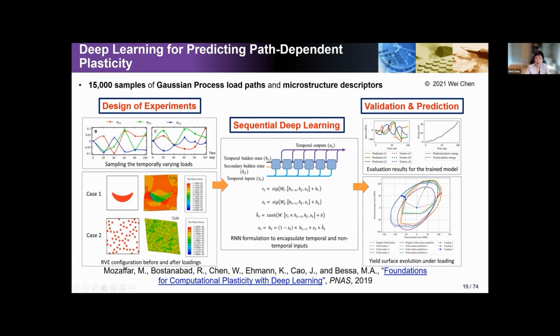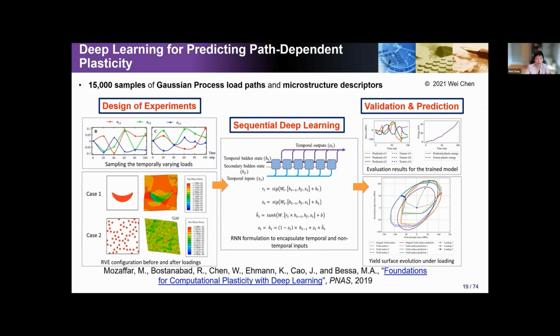Here it shows that the dots, which are the predictions, match very well with the real evaluation, and the curves are the predictions, and they match extremely well. Using such a recurrent neural network model, we could identify the yield surface evolution under loading. In the past, many people used experiments to identify such yield surfaces. Here we can use computer simulation to identify such surfaces from very different microstructures. This work is again a joint work that has been published in PNAS. So that's where big data can really play a role.